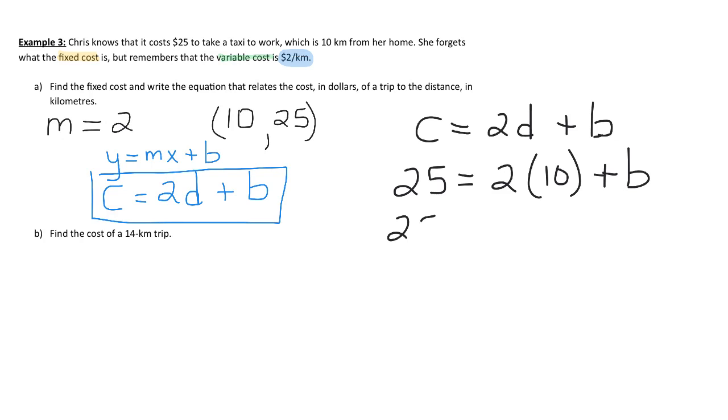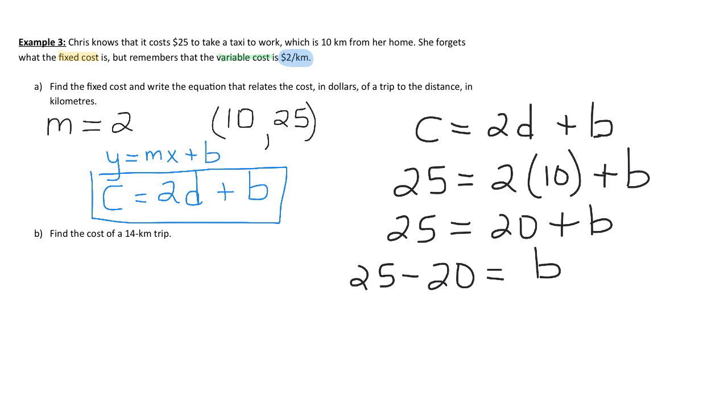So I'm going to go ahead and solve. 2 multiplied by 10 is 20. I'm going to bring 20 over to the left-hand side, which is going to turn it into a minus 20 when I collect like terms. And 25 minus 20 is 5. So my b value, or my fixed cost, is 5. What that represents for this situation is that even if you don't go anywhere with the taxi, there is still a fixed cost of $5.